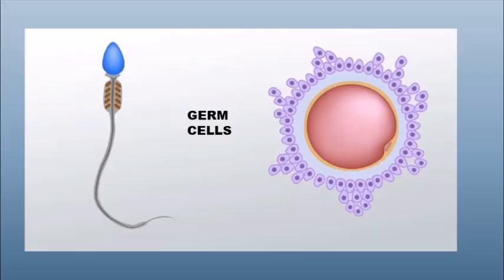Second type of cell is germ cell. Germ cells are the cells that are present in our reproductive part. So the reproductive cells are called germ cells. In female it is ova or egg, and in males it is called sperm.